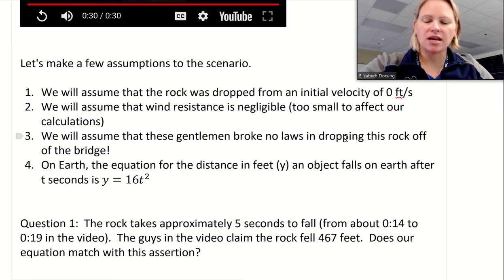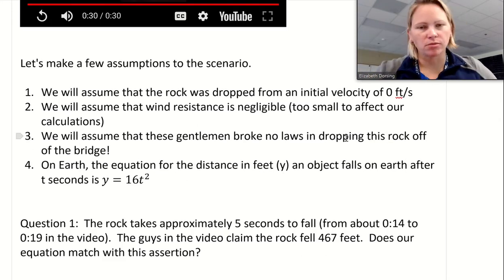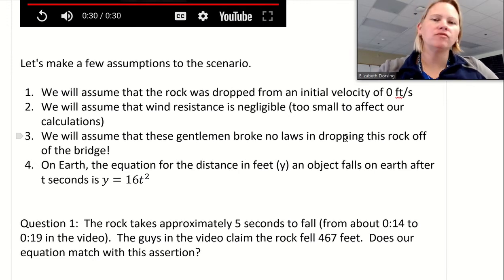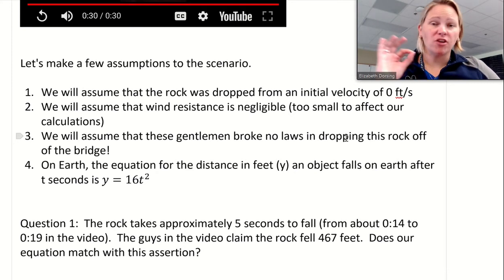Now, we have a start time, we have an end time for some of these things. So as we start looking at what's happening in these scenarios, we're going to make a couple of assumptions here. Assumption number one, we're going to assume that the rock was dropped with an initial velocity of 0 feet per second. It wasn't pushed or shoved, it had nothing other than gravity acting on it from the get-go. We're also going to assume that wind resistance is negligible. In other words, it's too small to affect our calculations. Now, I know very well from a physics standpoint that wind resistance is always something to take into account. But for this short of a drop, the effect that it'll have on any calculations that we are going to make are going to be very small. We are also going to assume that these guys didn't break any laws in dropping the rock off the bridge.